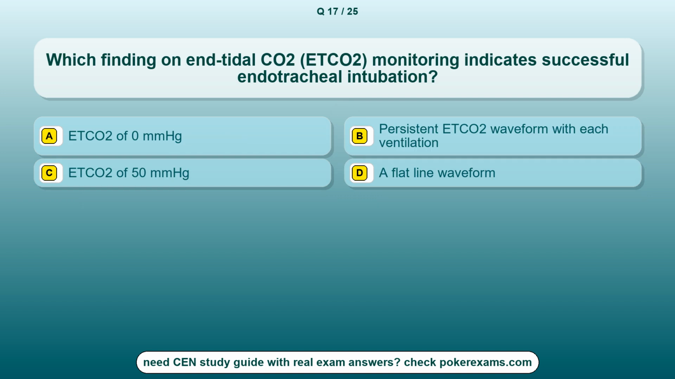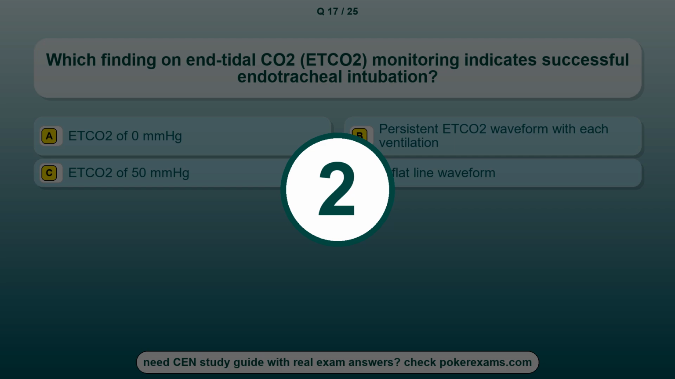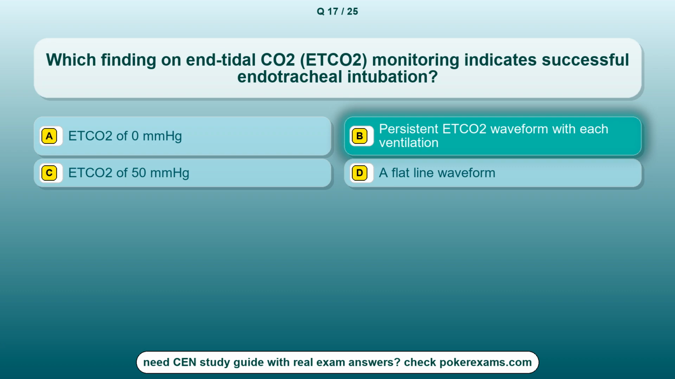Question 17. Which finding on end-tidal CO2, EtCO2, monitoring indicates successful endotracheal intubation? Option A, EtCO2 of 0 mmHg. Option B, persistent EtCO2 waveform with each ventilation. Option C, EtCO2 of 50 mmHg. Option D, a flat line waveform. The correct answer is option B, persistent EtCO2 waveform with each ventilation.